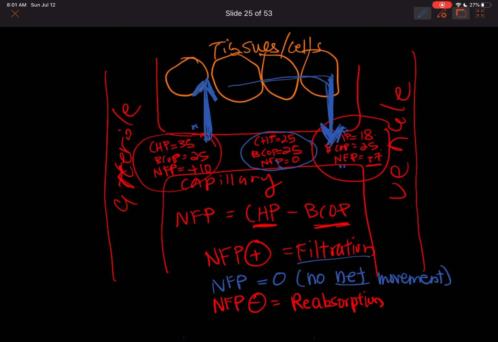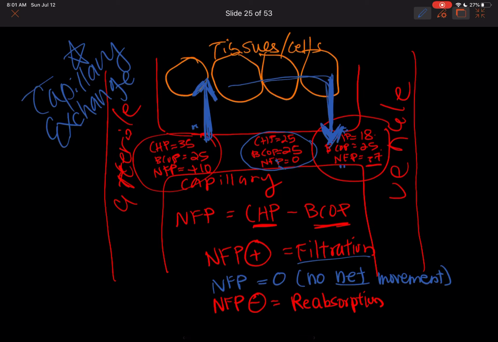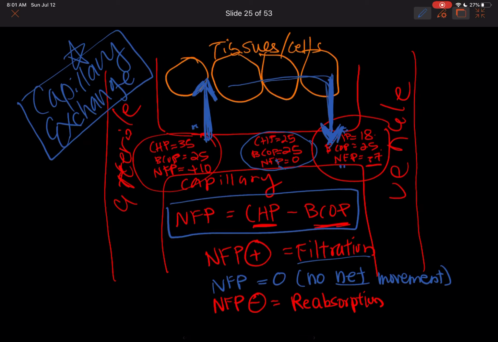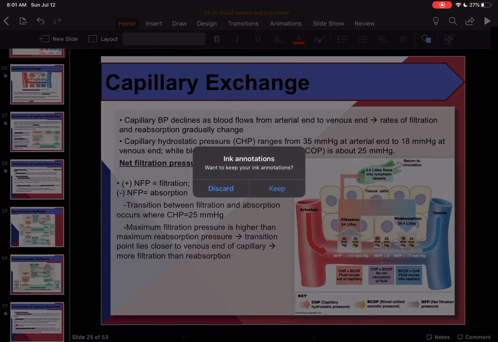Okay, so this is how capillary exchange is achieved within our circulatory system. It's based on this formula right here. And what value of NFP do you get? Is it positive or is it negative?